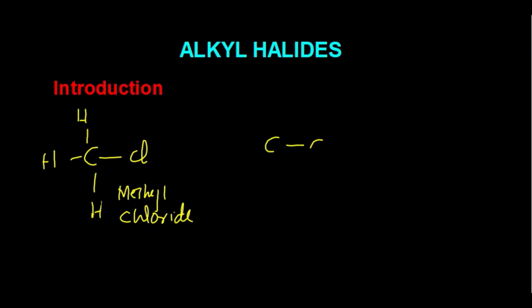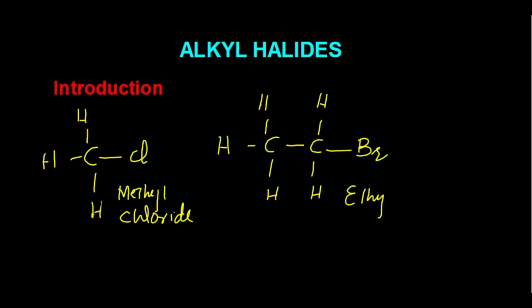One more example: an alkyl halide made up of two carbon atoms, like here. If one hydrogen of the alkane gets replaced with a halogen atom, for example bromine, then the alkyl halide which is formed is known as ethyl bromide. Ethyl bromide.